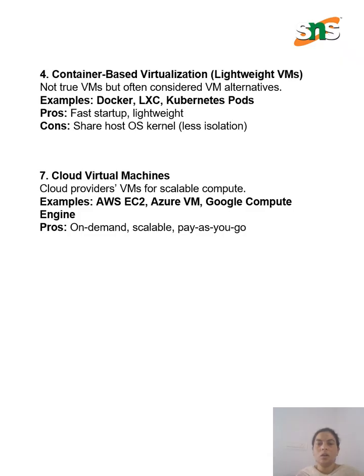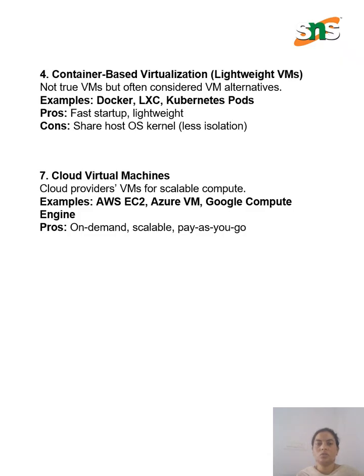And then we go with cloud virtual machines, which are very popular in the present scenario. They are very scalable and on demand, and we pay as we go. That is the popularity of cloud virtual machines. The popular examples are AWS, Azure VM, and Google Compute Engine, which are very familiar and which we are presently using. So this is all about the basic glimpse of virtual machines.